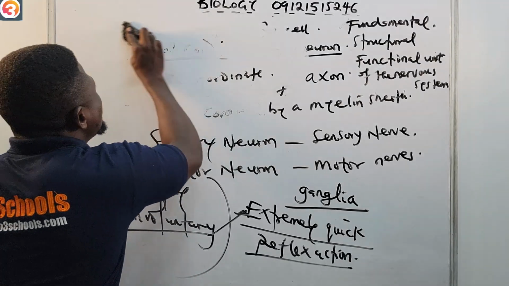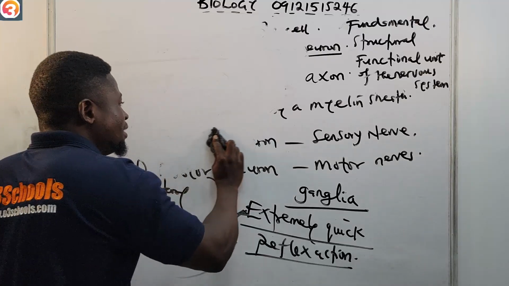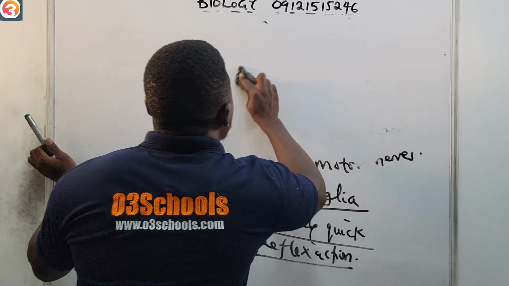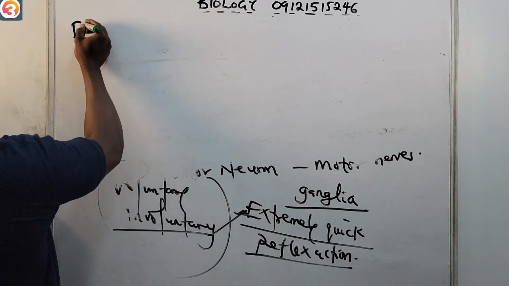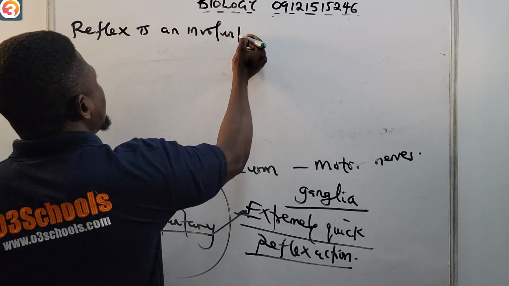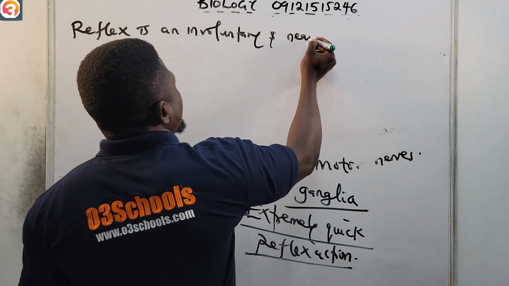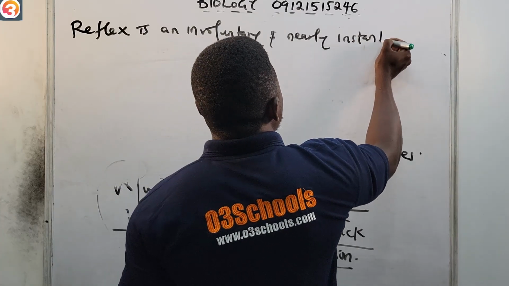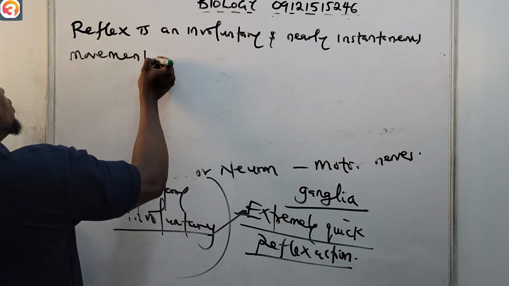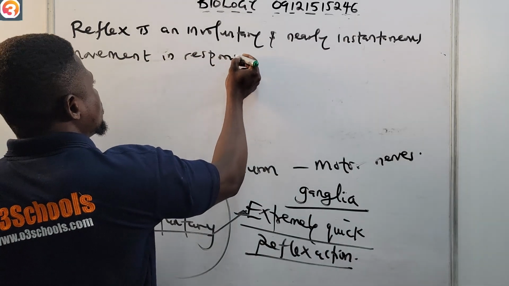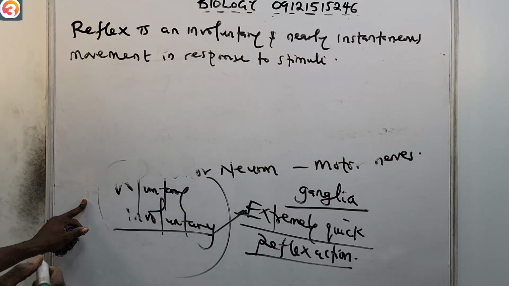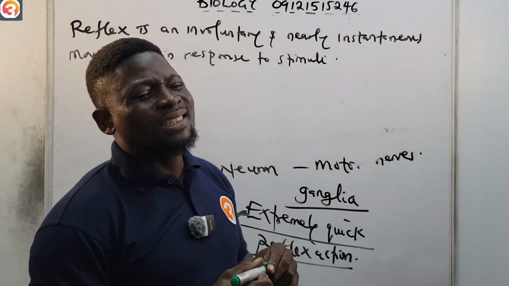So that is reflex action. Reflex action is different from reflex arc, please take note of that. We said that reflex is an involuntary and nearly instantaneous movement in response to stimuli. So that means the reflex is involuntary and very, very instant.